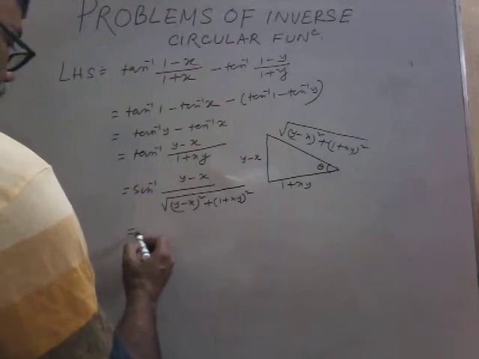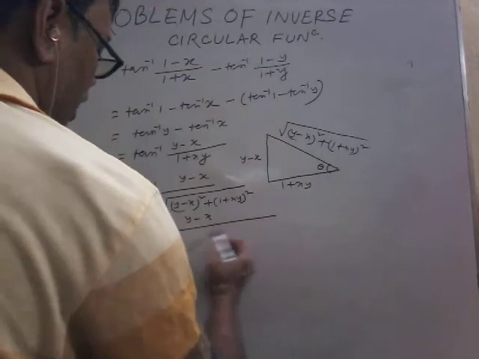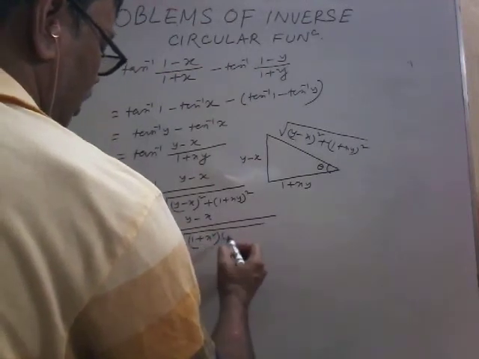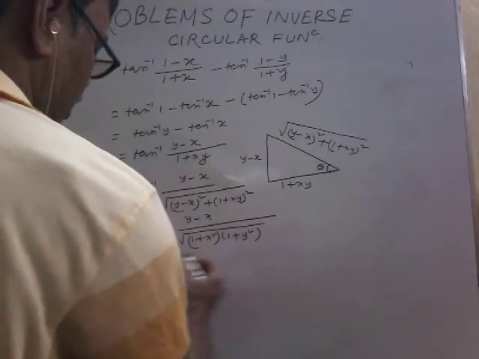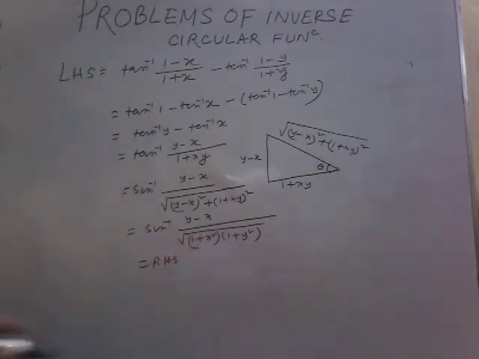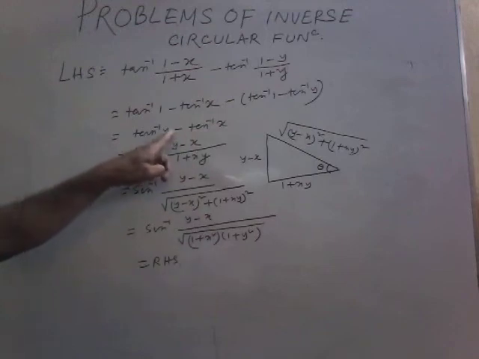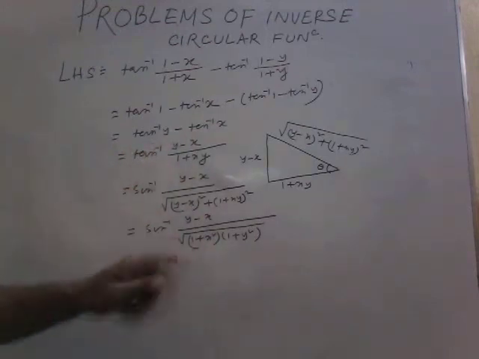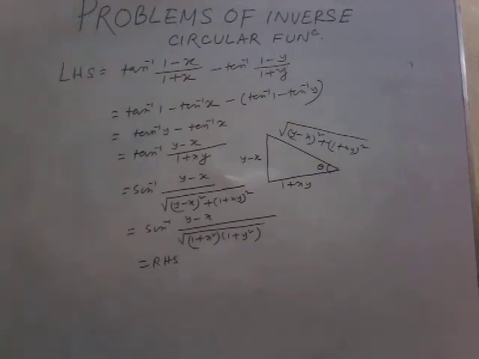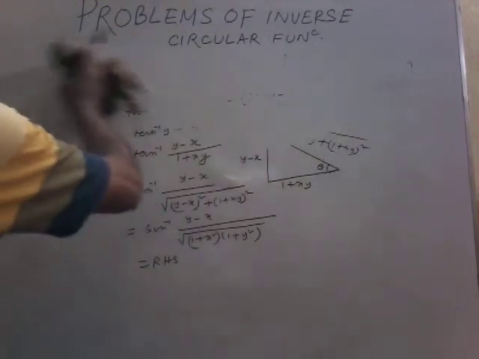So what you are getting, sine inverse. Simplify it, and if you factorize, you get it like that. This is our right hand side. So tan inverse of (y minus x) in terms of tan inverse, convert it in terms of sine inverse. Next one.